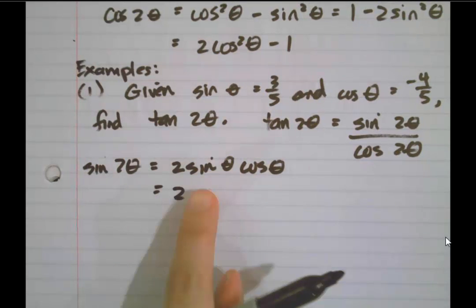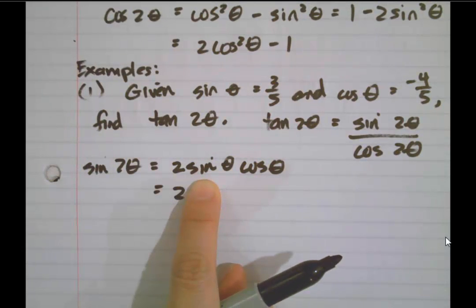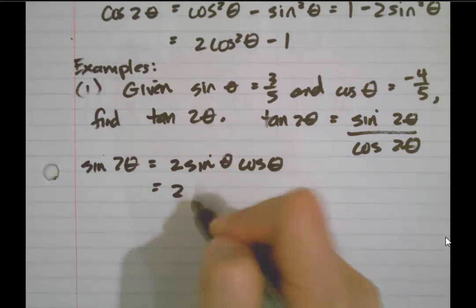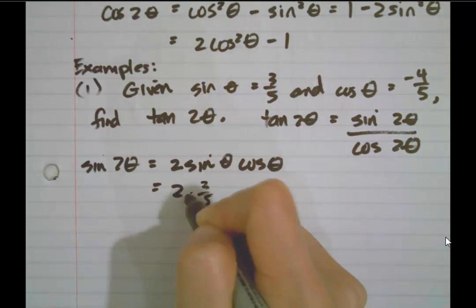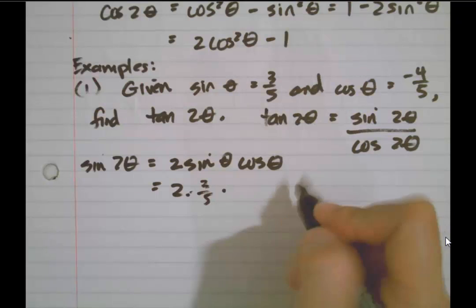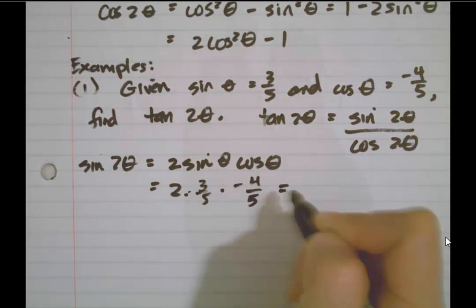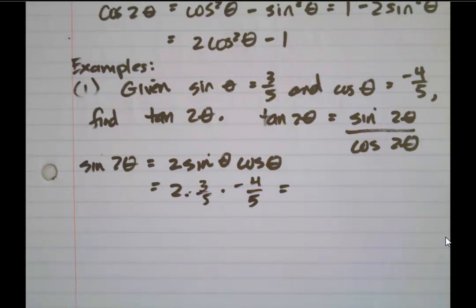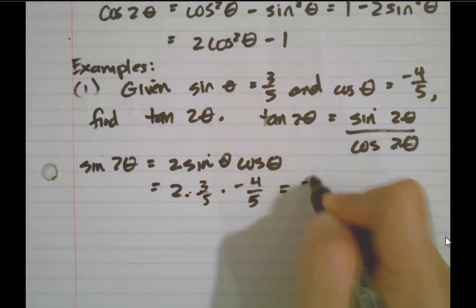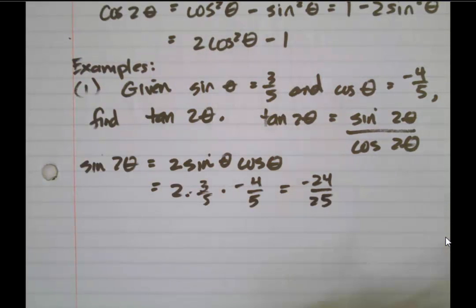So I'm just going to go ahead and substitute for sine theta. We're given 3/5. For cosine theta, we're given -4/5. And if you multiply and simplify, you get -24 over 25.